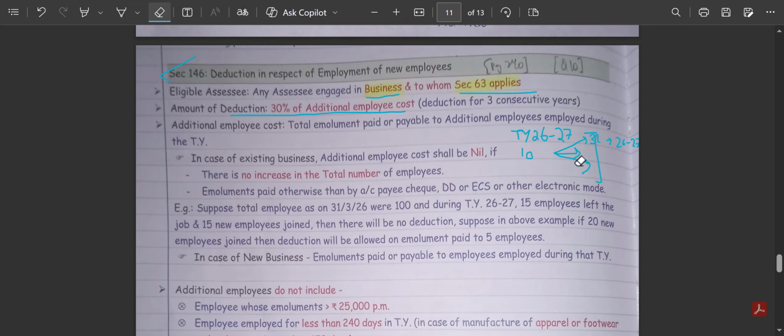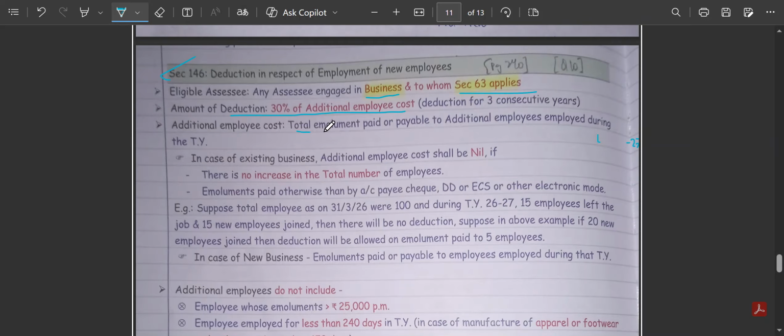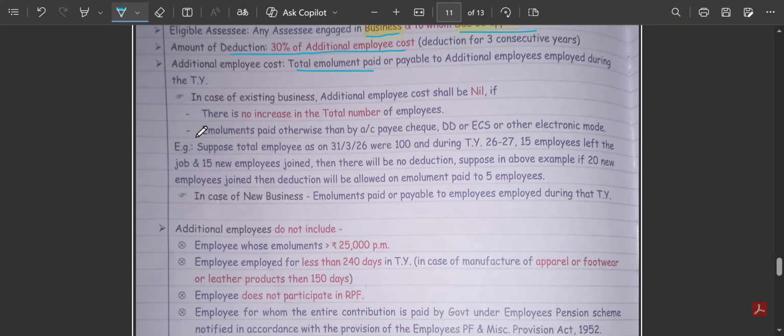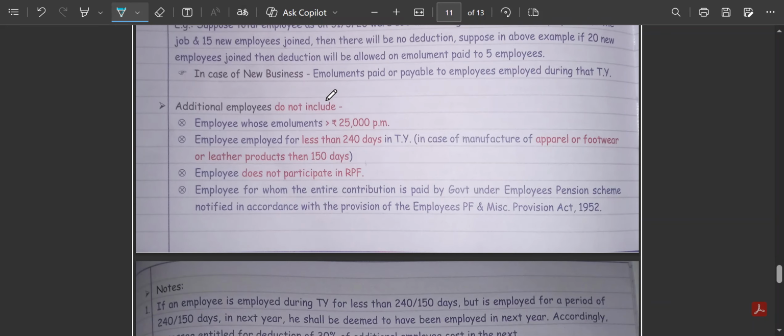Then there is additional employee cost. What is additional employee cost? It means the total emoluments paid or payable to the additional employees. Then there is a clause explaining who are considered to be additional employees. For existing businesses, the additional employee cost will be nil if there is no increase in the total number of employees, or the payment is made other than through account payee cheque, DD or ECS mode or other electronic mode. For new businesses, the emoluments paid to all the employees during the tax year are considered as additional employee cost.